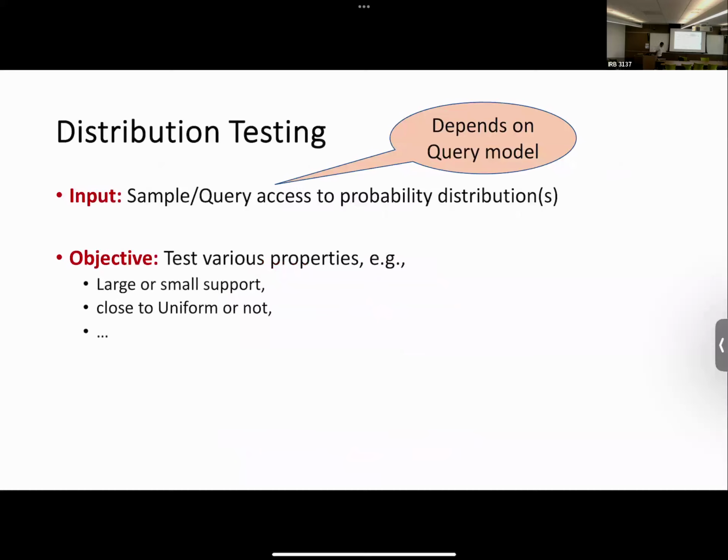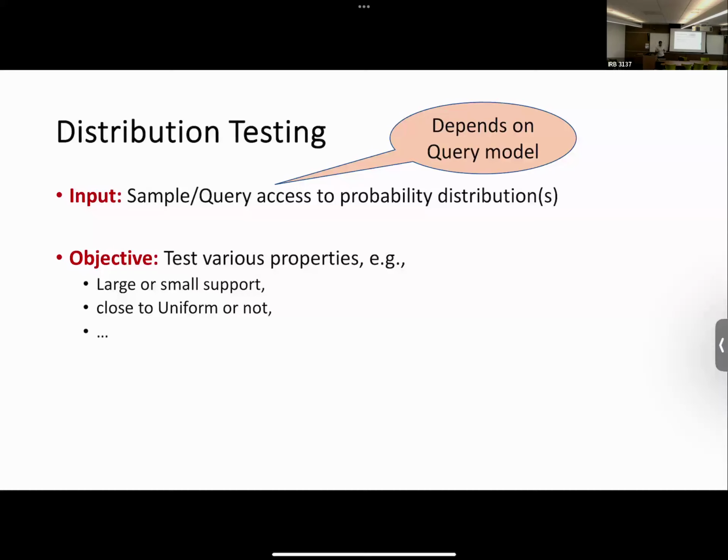So what is distribution testing? This falls under the regime of property testing problems, which is the larger class of problems. In property testing, we are given an object and we want to test certain properties of it. Once this object is a probability distribution, then it is basically the distribution testing problem.